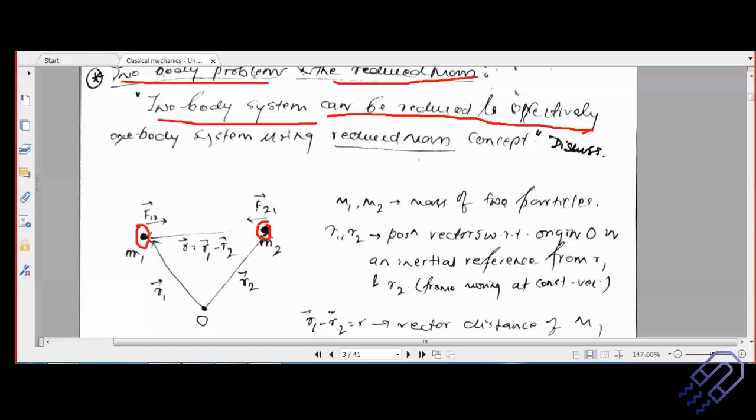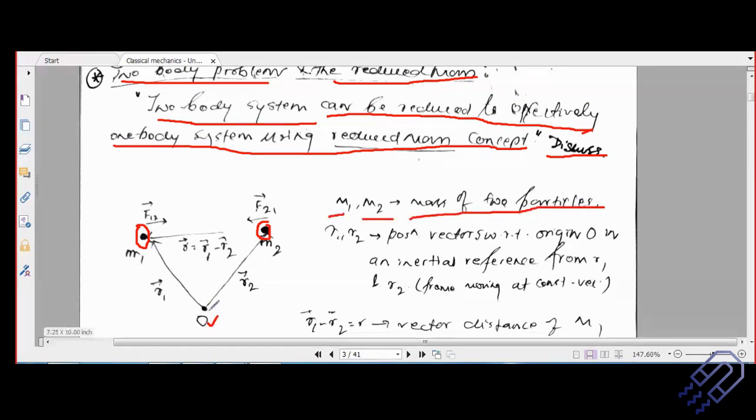The topic might get repeated, so don't worry. Let's just take m1 and m2 as the two particles. Right now, let's say this is your origin. Distance of mass m1 is r1 and distance of mass m2 is r2.